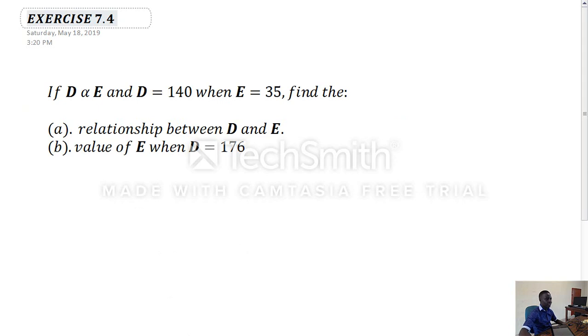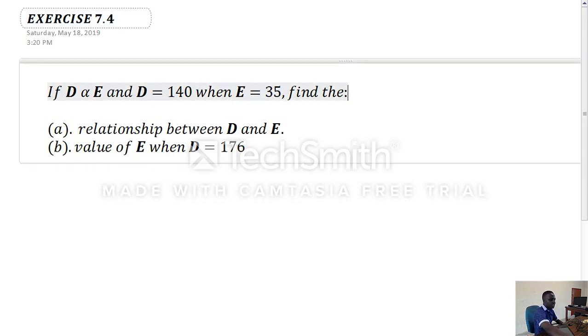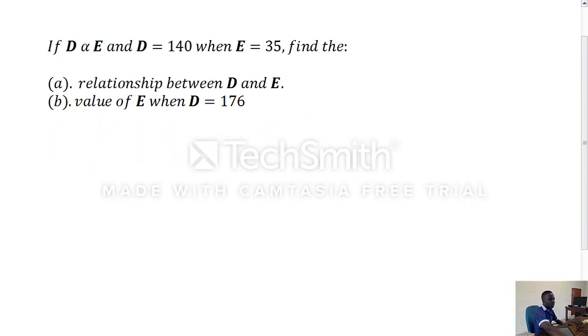Next is, if d varies as e and d is equal to 140 when e is equal to 38, we should find the relationship between d and e. Then I should find the value of e when d is equal to 176. So how do we do that? We first of all express this as an equation, which I'll say d is equal to ke.